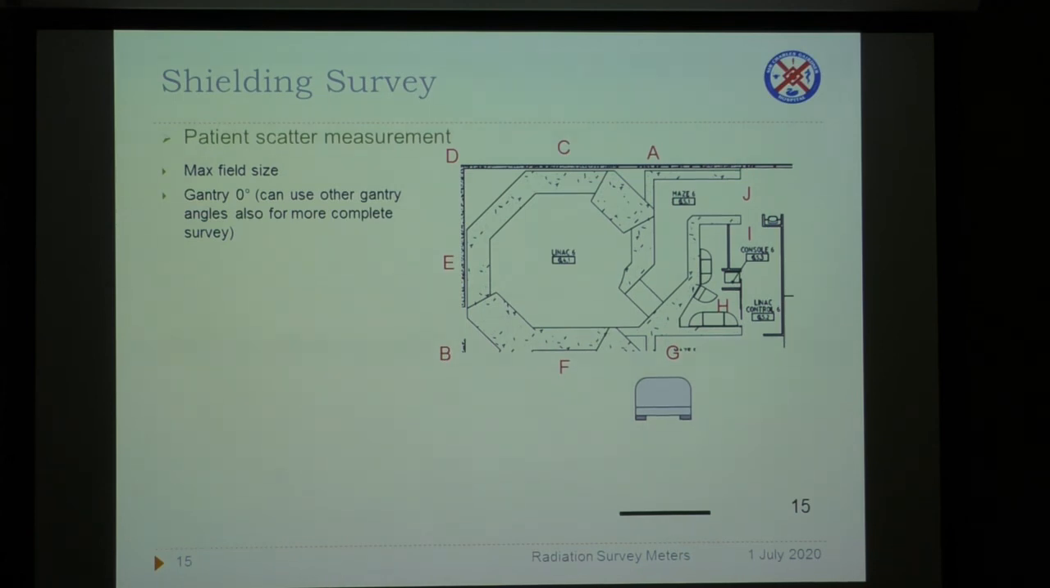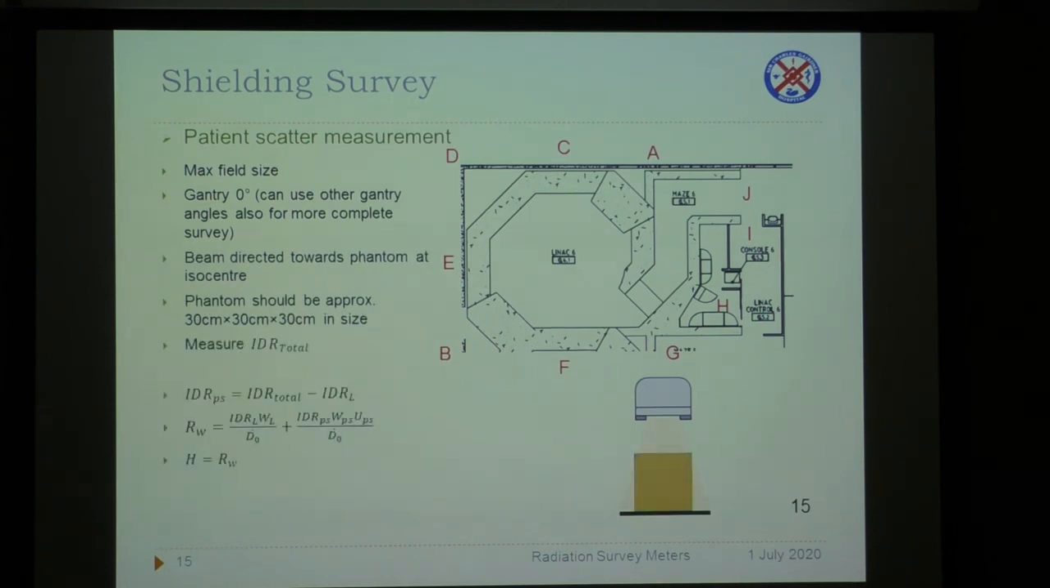Then your patient scatter measurement. You basically want to simulate a patient treatment. So you have a phantom here that's roughly the size of a patient, 30 centimeters by 30 centimeters by 30 centimeters. You direct the beam straight at it, and you measure the dose delivered at these points using your survey meter again. And again, you use neutron survey meters and ion chamber survey meters to quantify the dose delivered here.